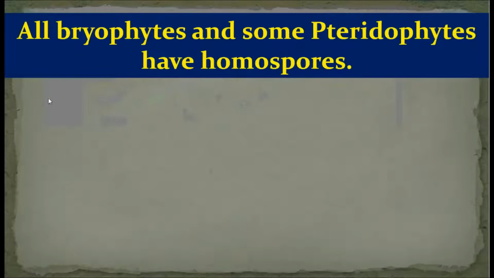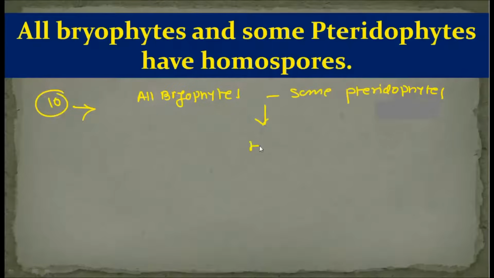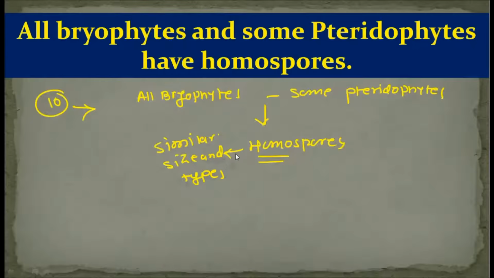Next we have the tenth similarity between the bryophytes and pteridophytes, that all bryophytes, while some pteridophytes, show the presence of homospores. Homospores literally means spores which have a similar size and type. Those spores which are similar in size and type are considered to be homospores. So all the bryophytes have homospores, but not all pteridophytes, only some pteridophytes have homospores. In bryophytes all members show homospores, while in pteridophytes only some members show homospores.